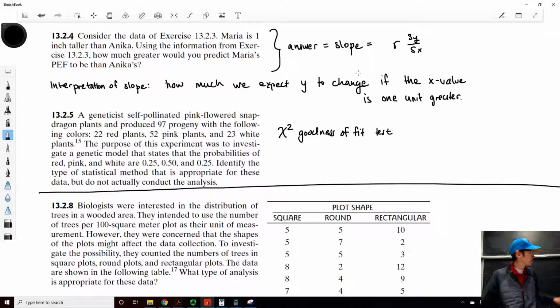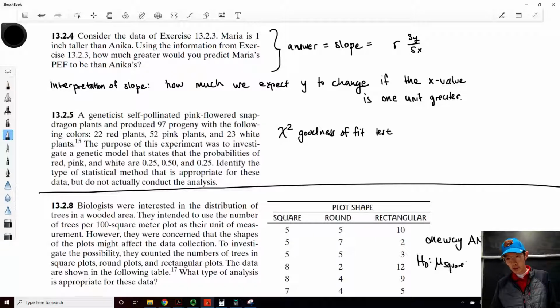Okay. What kind of analysis would we use here? ANOVA, right? One-way ANOVA. All right. And the null hypothesis is basically that mu for the square is equal to mu for round, which is equal to mu for rectangle. That the means of all three populations are the same. The alternative is that at least one of these is different. So does that make a difference?